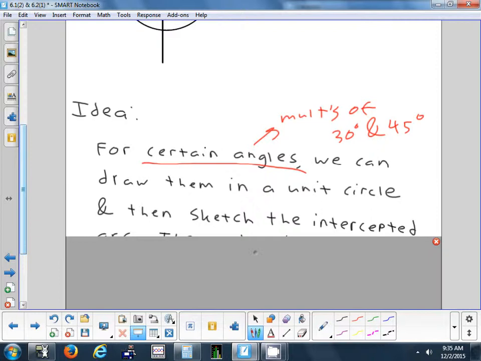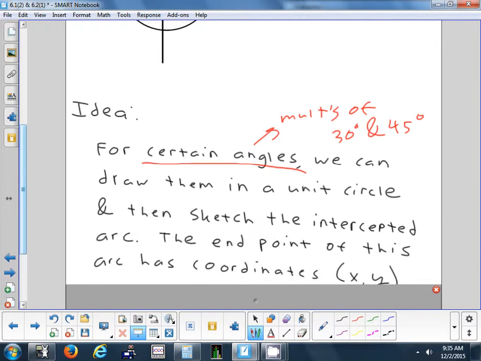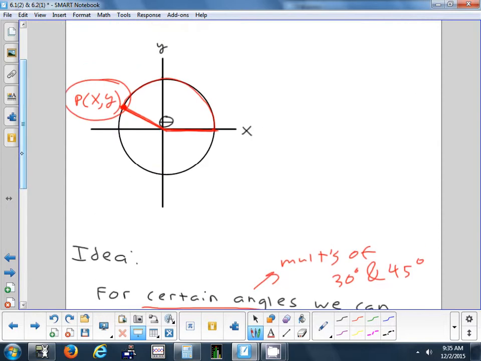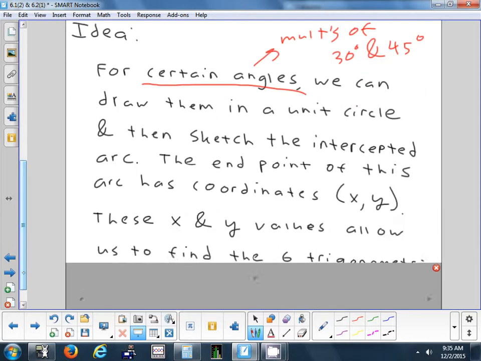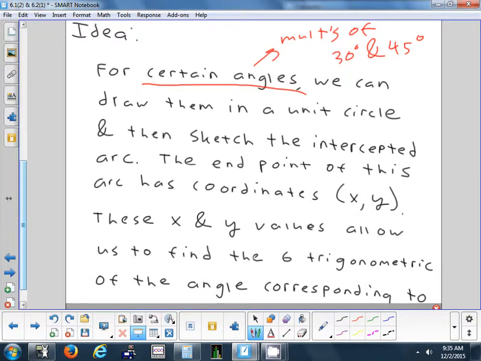We're going to sketch it on a unit circle, hence the title of the section, unit circle trig. And we're going to look at where that endpoint of that arc is. It's right where the arc ends. It's where the terminal side hits the circumference of the circle. Well, that endpoint has a coordinate. It has an x value, it has a y value. If we can find those values, they're going to allow us to work with what's called the 6 trigonometric functions of our angle.